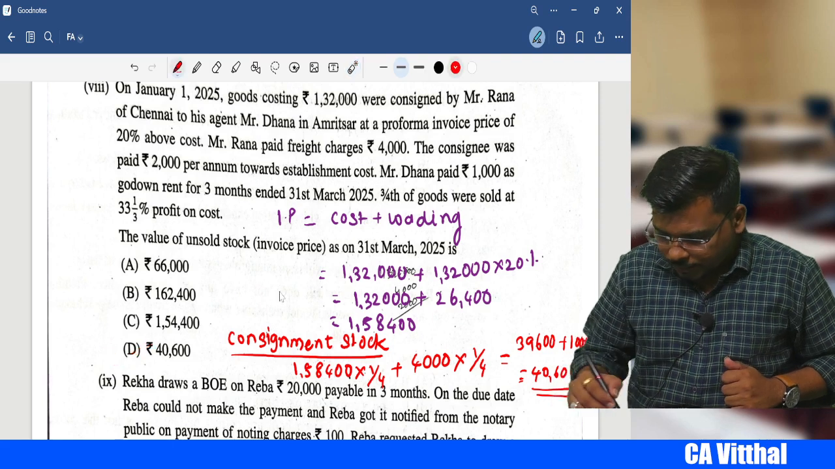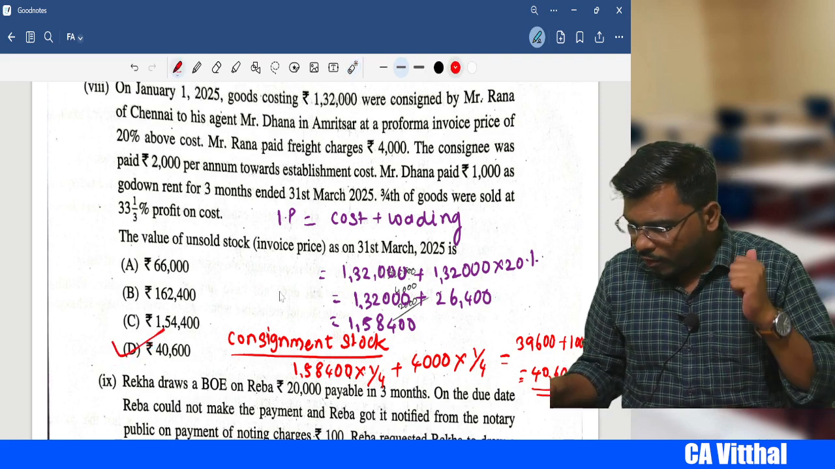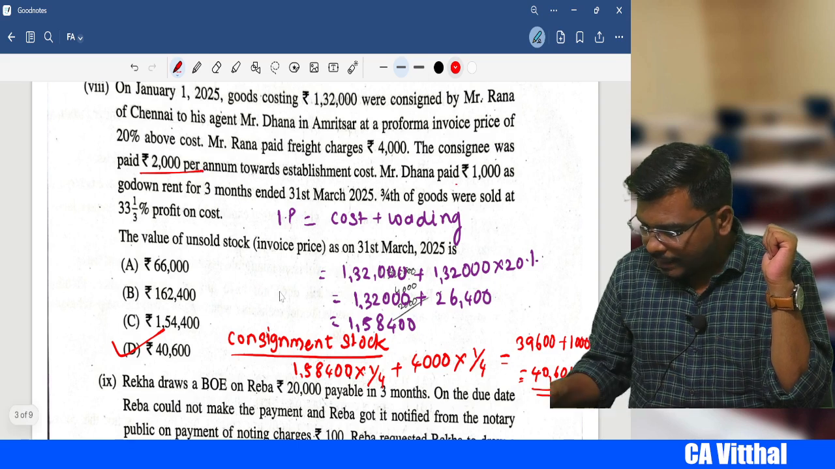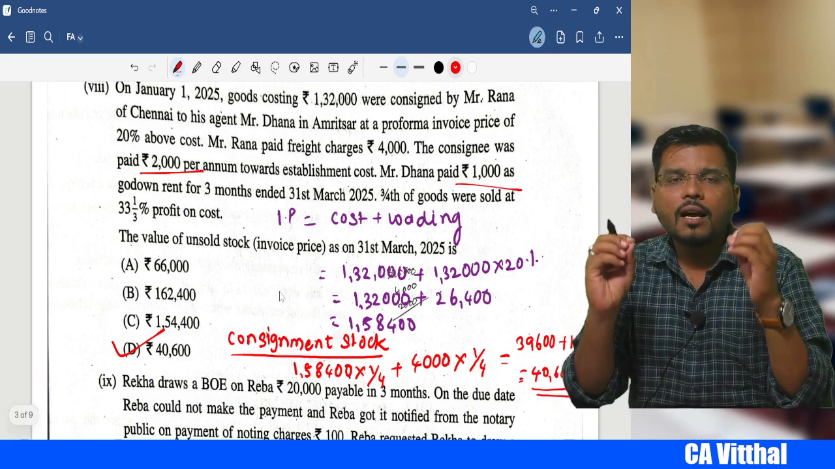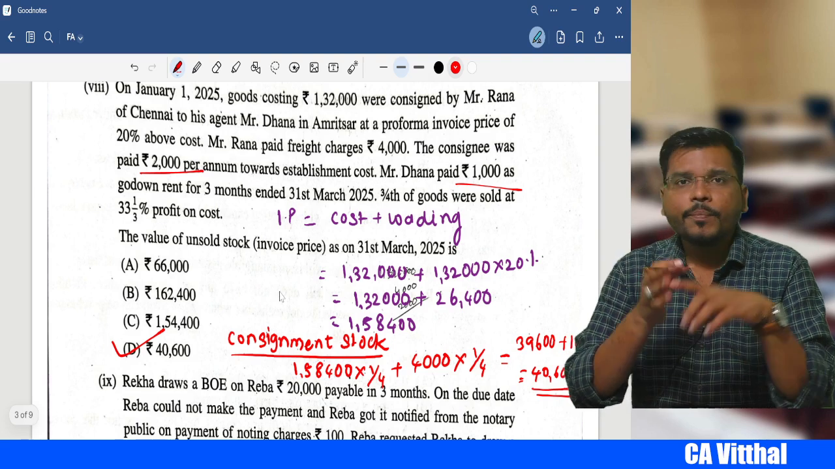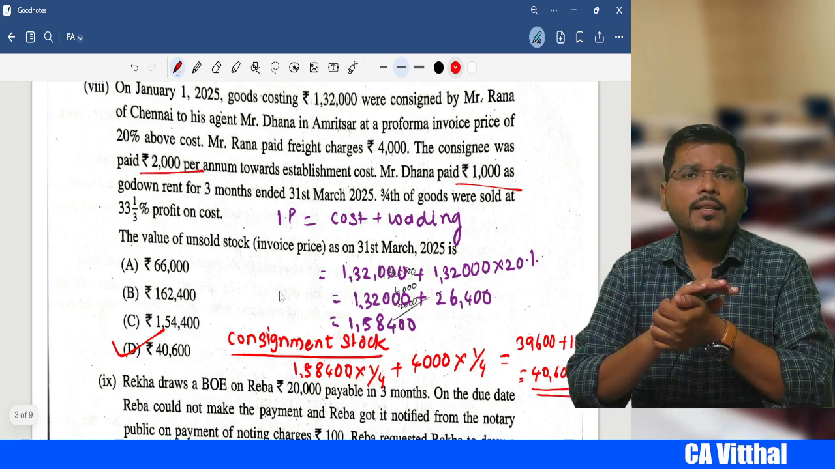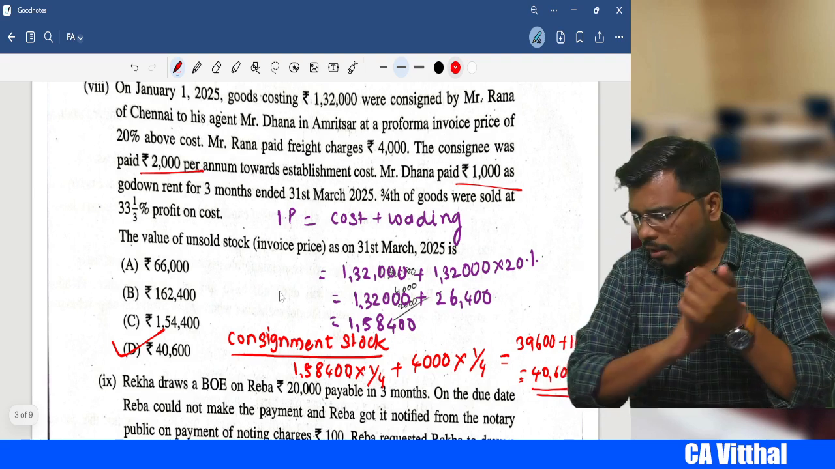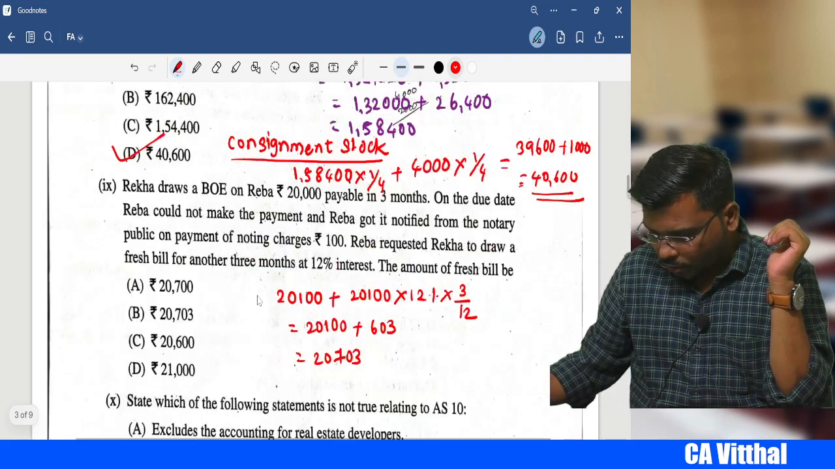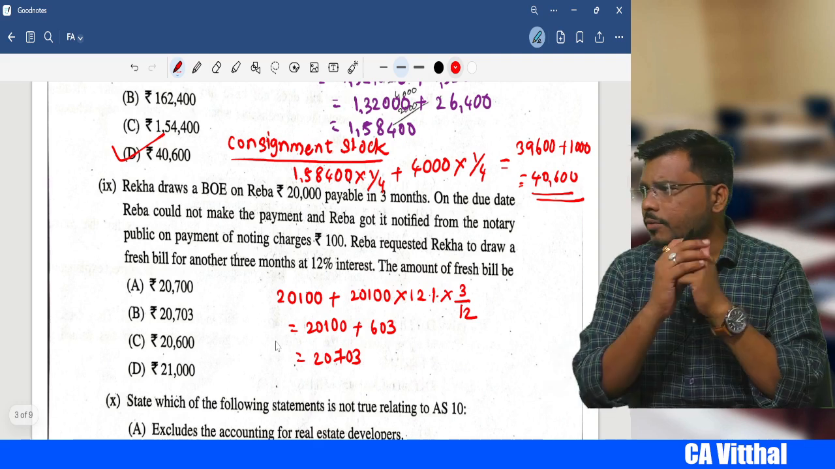Option D is correct. You may ask me, sir, why you have not taken the consignee's expenses, that is 2,000 and 1,000? Why you have not taken? Because these are recurring expenses. Godown rent, establishment expenses, these are recurring expenses. That's why I have not considered the consignee's recurring expenses. Okay, right. Let's come to the next one.